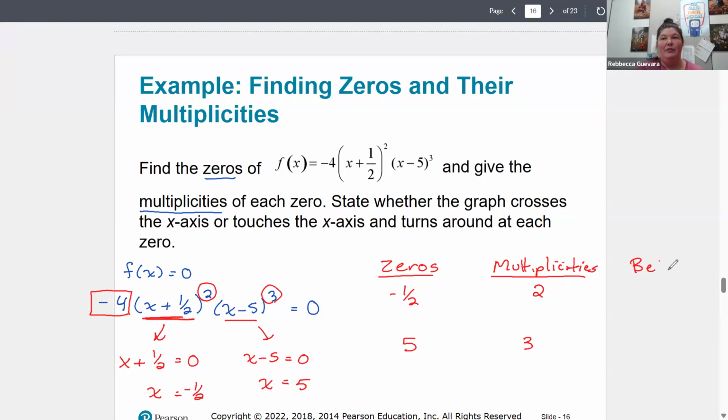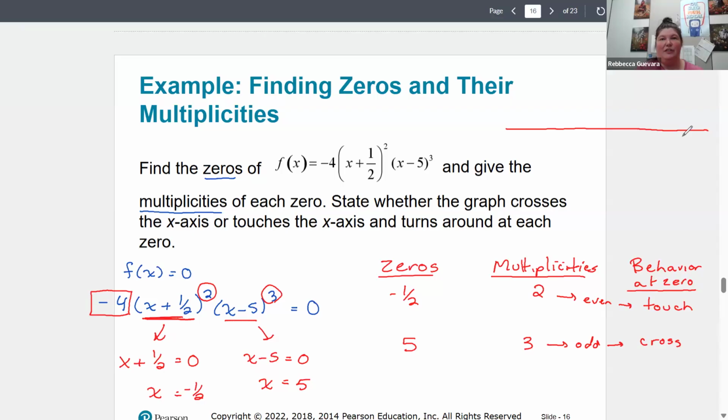When we look at the behavior at the zeros, because this multiplicity is even, we are going to touch and turn away. And because this one is odd, we are going to cross at that point.